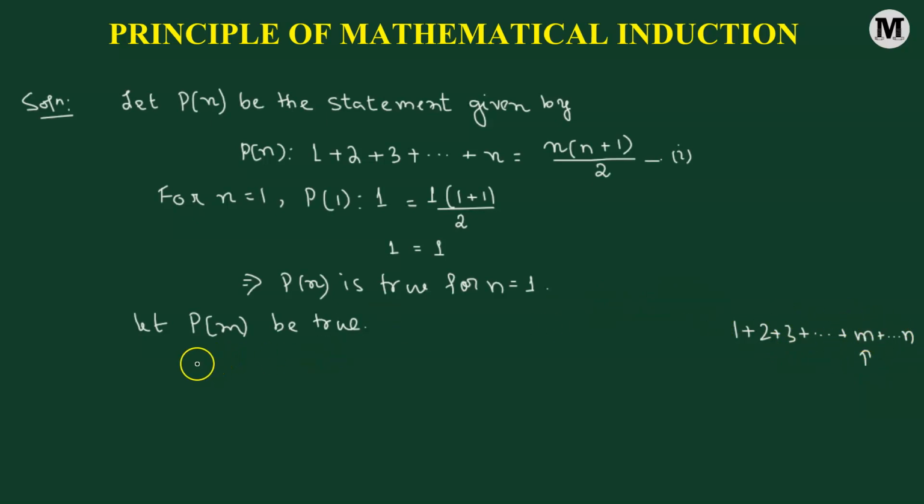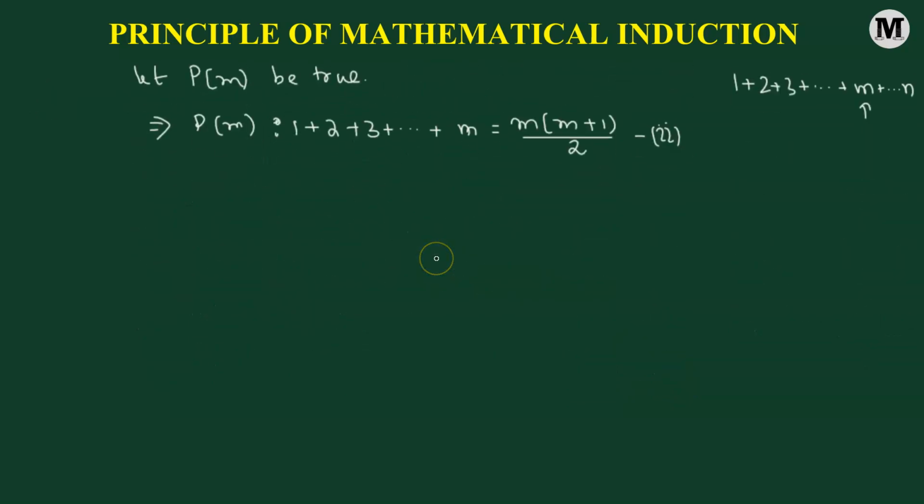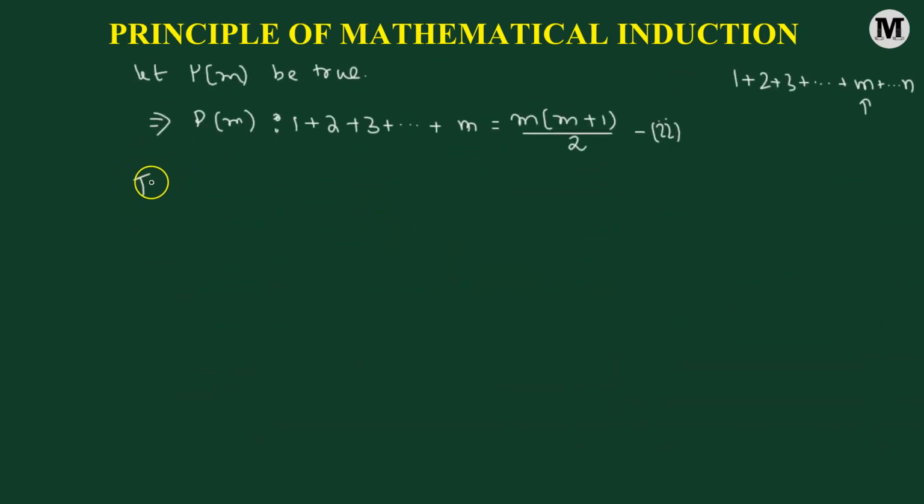And if it is true for this particular number, then P(m), the new statement, is now going to become 1 plus 2 plus 3 going all the way up to m, which is going to be equal to m times (m plus 1) whole divided by 2. Fine. So let this be statement number 2. Now, using this statement, our goal will be to show that the next consecutive natural number makes the statement true.